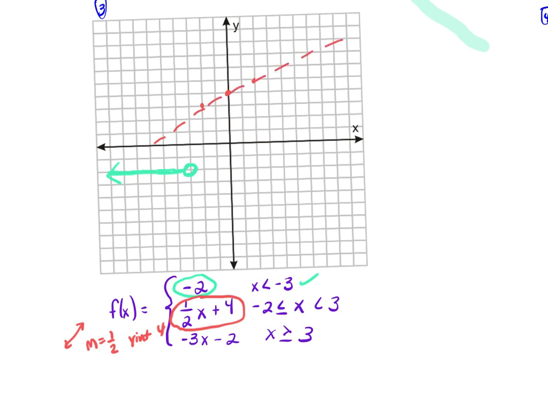And where did they tell me to look? Between -2, so -2, and +3, right? 1, 2, 3. So I only want the stuff that's in between -2 and +3. So I'm going to say -2 to +3. What do I do with everything else? I'm going to erase it.